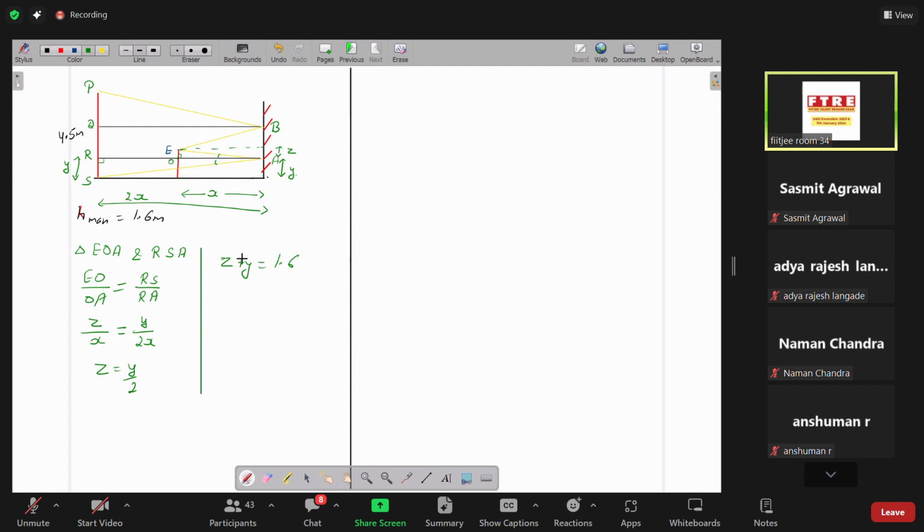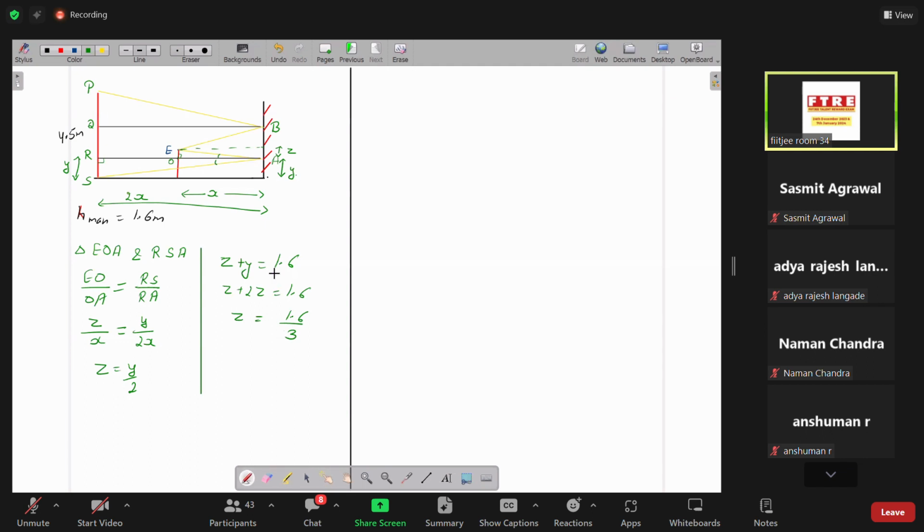Now you can put the value to find out what is the value of Y or Z. Let's eliminate Z. So from here I'll get Y is equal to 2Z, right? So Z plus 2Z is equal to 1.6. So Z comes out to be 1.6 by 3. Clear? This is done.